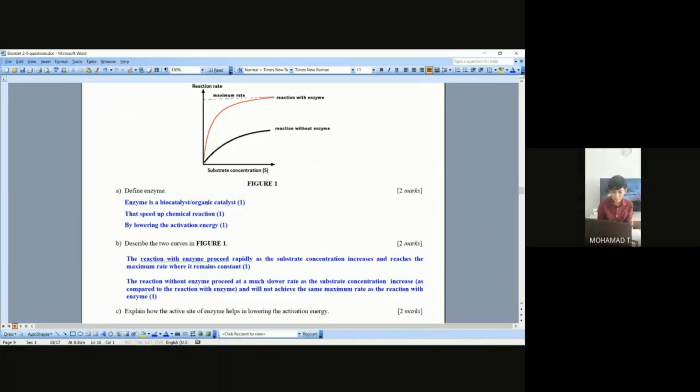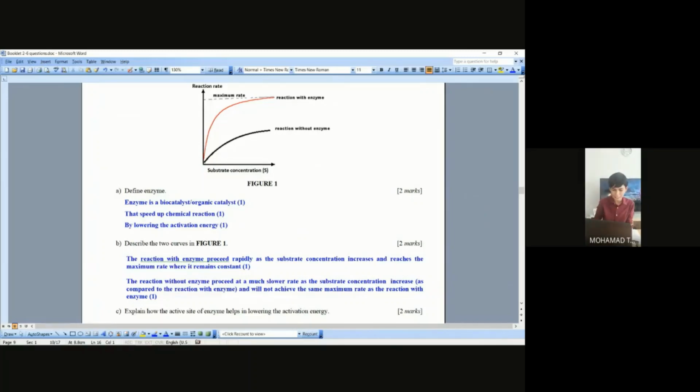The reaction without enzyme proceeds at a much slower rate as the substrate concentration increases, as compared to the reaction with enzyme, and it will not achieve the same maximum rate as the reaction with enzyme. As I have mentioned earlier, there is no background understanding about enzyme needed. You just simply read or describe the graph. That's what a describe question requires you to do.